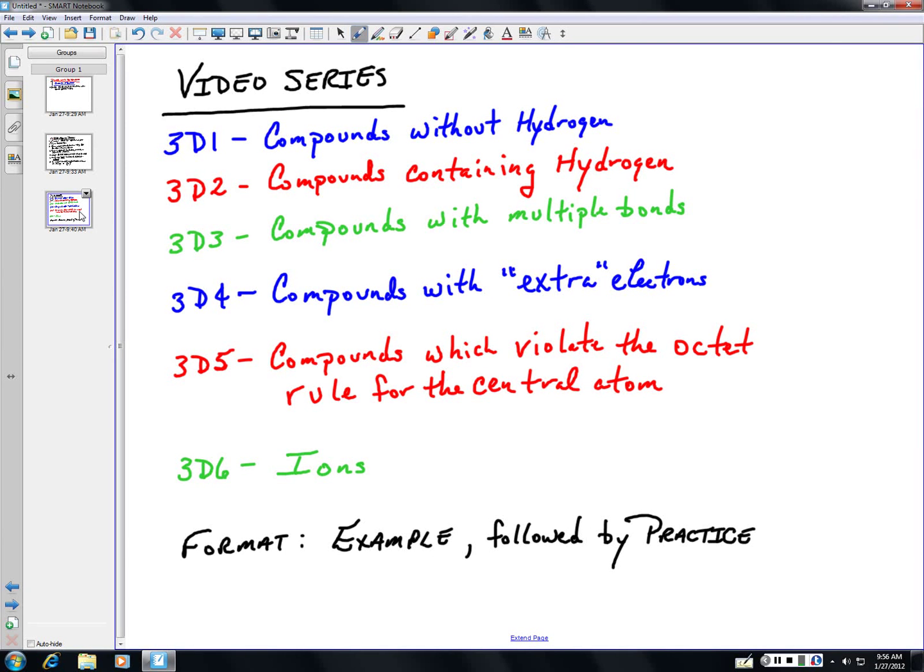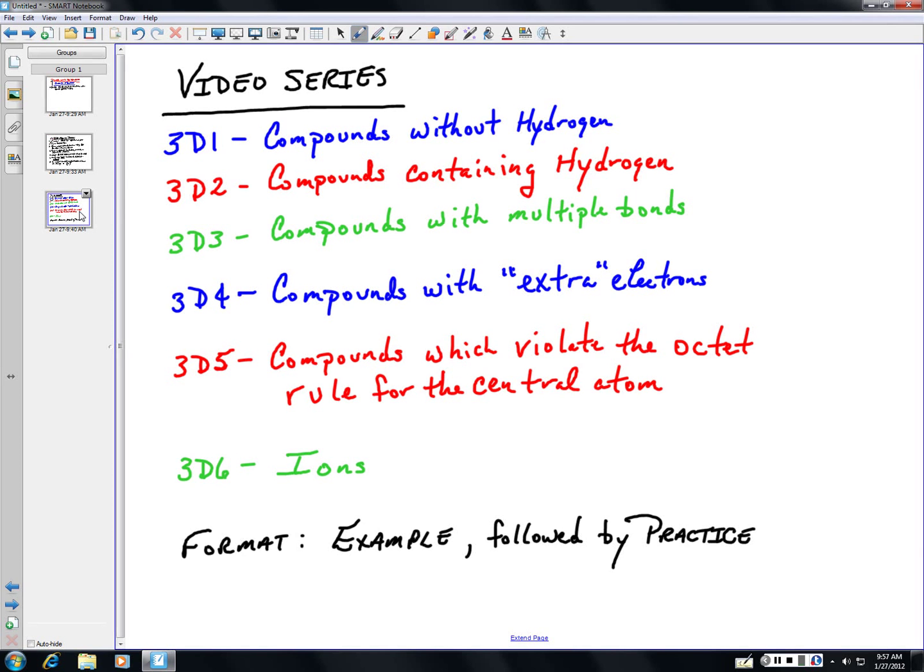3D5 is going to talk about compounds which violate the octet rule for the central atom. We're going to find that some atoms, when we go through this process, are going to have more things bonded to them than the bond count that we would think, but that's okay. Some of the central atoms can expand their valence shell. We may have talked in class about hybridization, but that's okay. We have to do what the formula says. So we may violate the octet rule on the central atom, either by the number of atoms bonded to it or by having to assign some available electrons there.